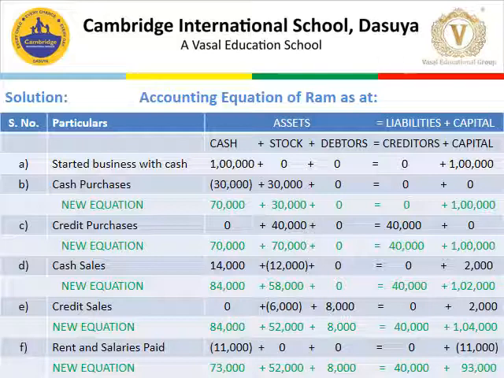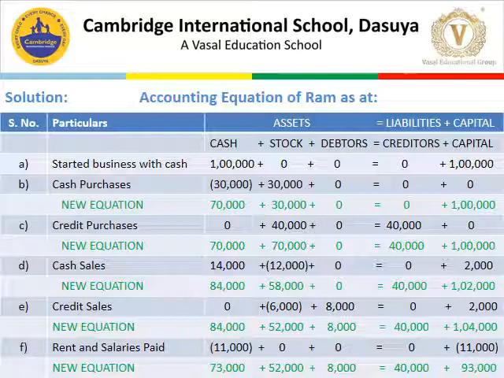Next transaction is cash sales. Goods costing rupees 12,000 sold for rupees 14,000. So cash comes into the business, 14,000, and stock goes out of the business, 12,000. Stock worth rupees 12,000 sold for 14,000 means there is a profit of rupees 2,000. So the increase in cash is 14,000, whereas the decrease in stock is 12,000. And the profit of the business is ultimately added to the capital account because profit belongs to the owner.